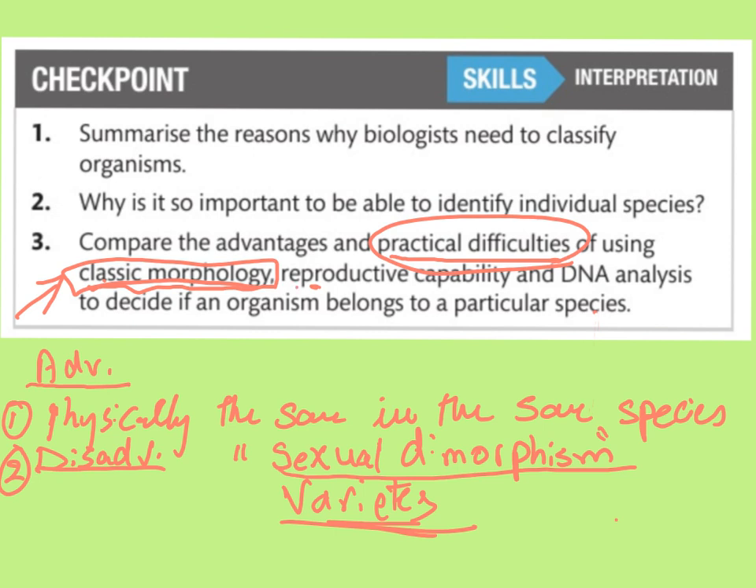The second model is reproductive capability, the reproductive species concept. What is the advantage and disadvantage? Yes, this is the advantage. Thank you. And what is the disadvantage here?